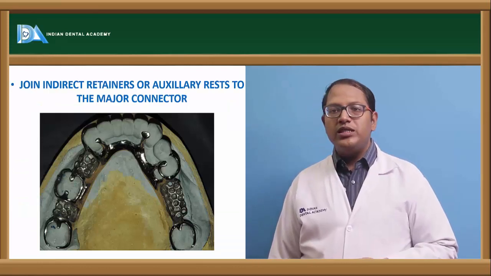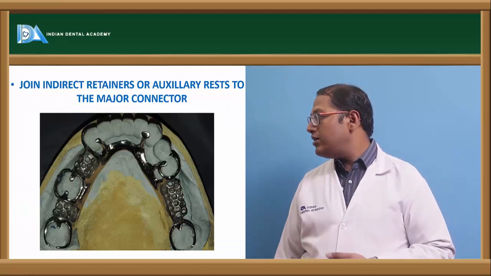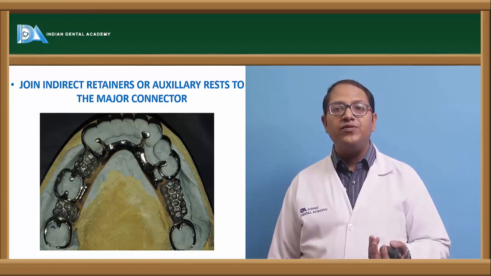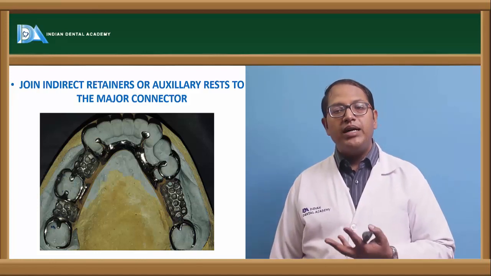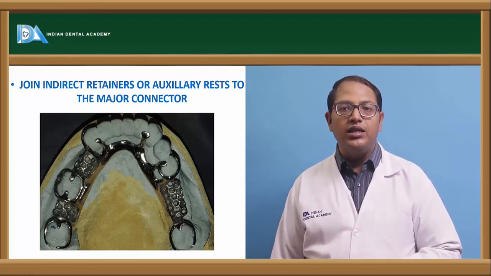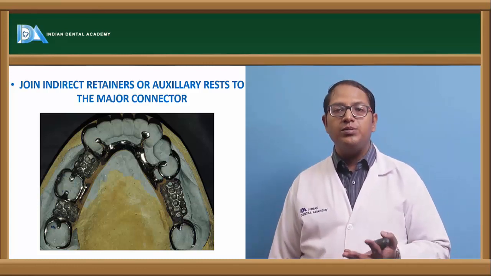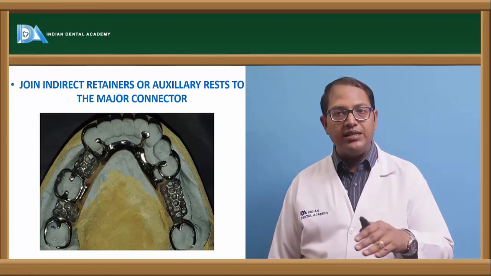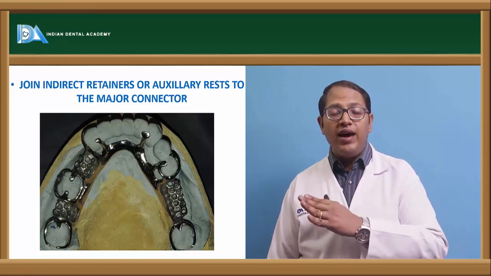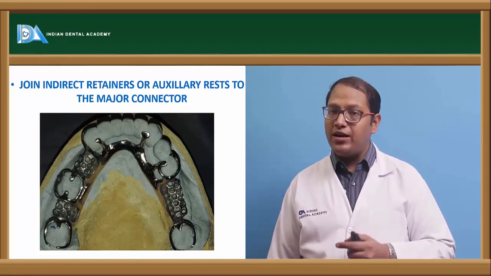Coming to the next one, which is joining the indirect retainers or auxiliary rest to the major connector. Generally this rises from the major connector itself, yes, but it should always be at a right angle with the major connector. That is the important thing over here. If it is at a right angle, that is fine, but it should not have any sharp angles. The junction should be gently curved rather than any sharp angulation.